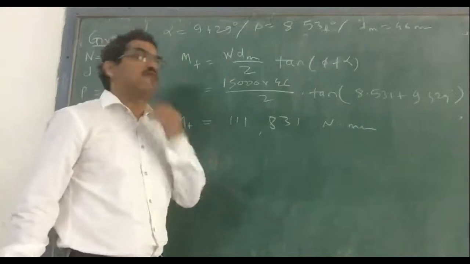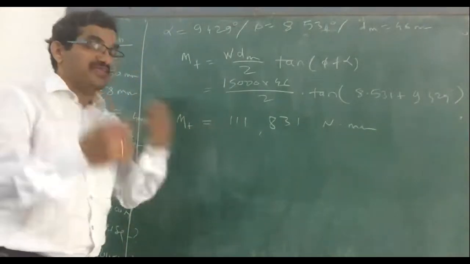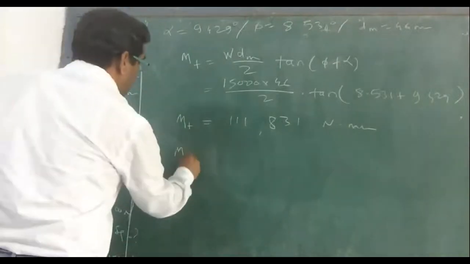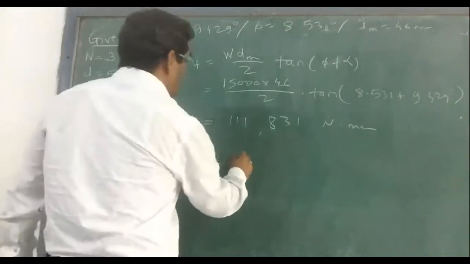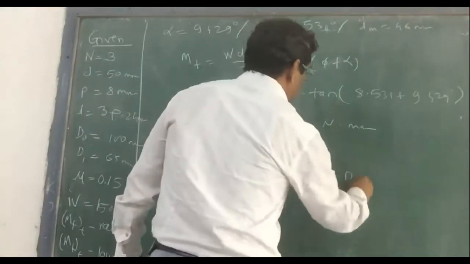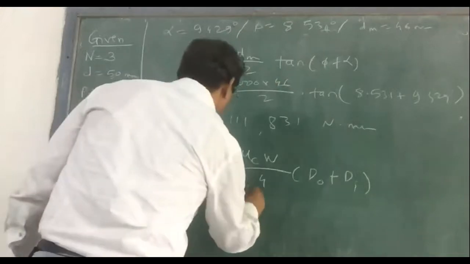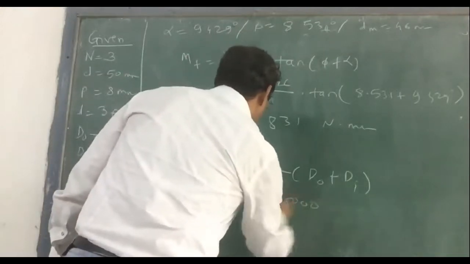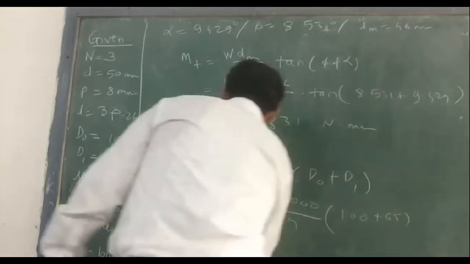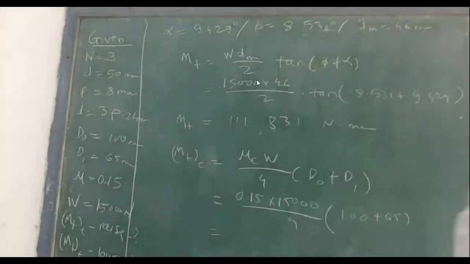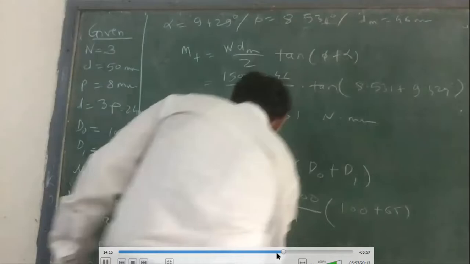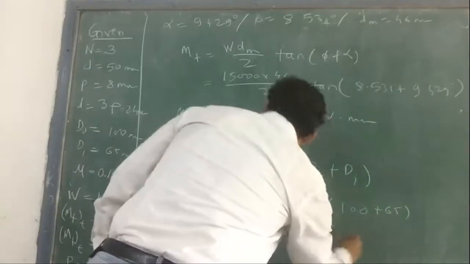This is only the part for raising the load, that is, to overcome the friction of the threads. But we also need to find out the collar friction torque, Mtc. That formula is mu c W into (D0 plus Di) upon 4. Here we again know everything: 0.15, W is 15,000, upon 4 into (Di plus D0), that is 100 plus 65, 165. This gives 92,812 Newton mm.